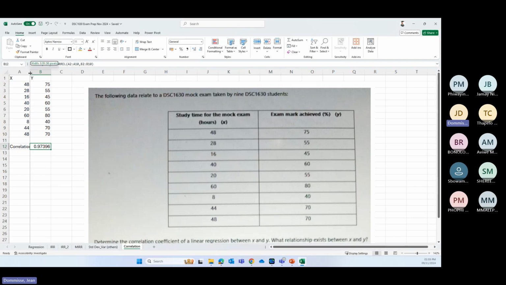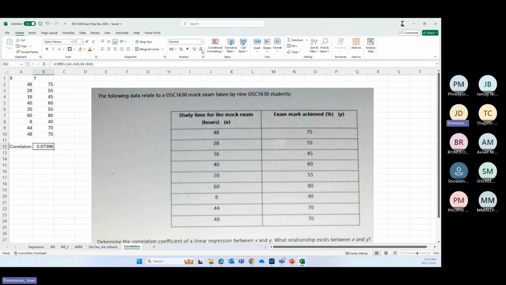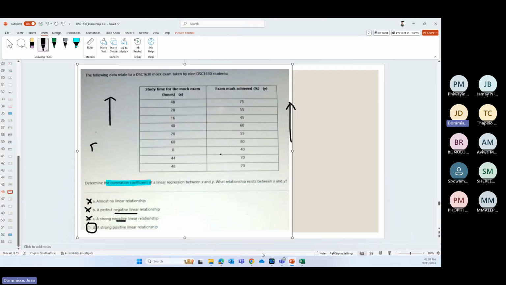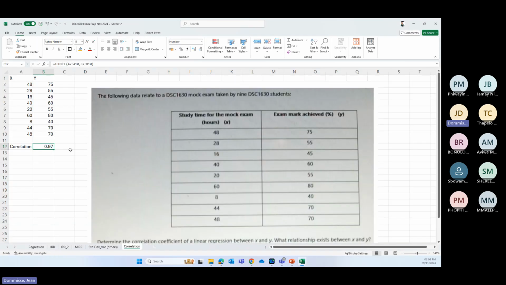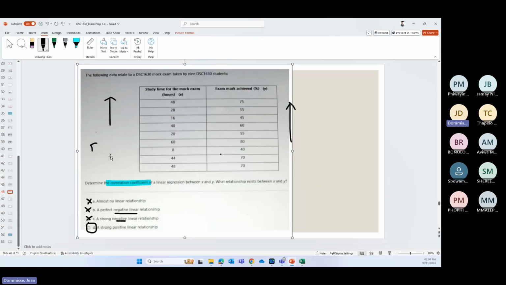So there you can see that is really a very strong correlation. 0.97, that is a strong positive correlation. So let's quickly go: strong positive linear relationship. By all means, that's nearly perfect, not 100% perfect, but nearly. If it was exactly one, then it would have been a perfect relationship.